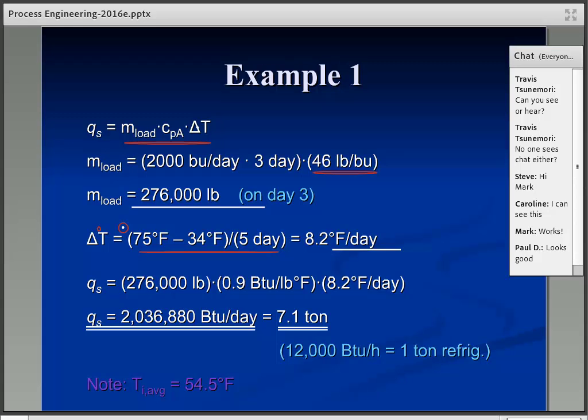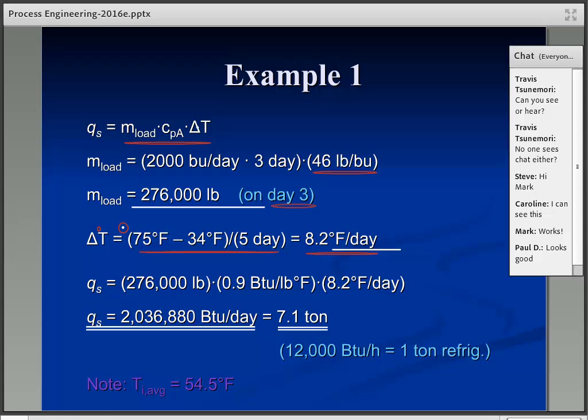The other way the problem's going to come out, we were specified in this problem a cooling rate per day. So we calculated the mass load on day 3, not as a rate, but what's actually there on day 3, and our cooling rate is where the rate term comes from. So we can calculate that. That's just from the problem specification, and it's 8.2 degrees Fahrenheit per day during the first 5 days, which we're still within at this point.